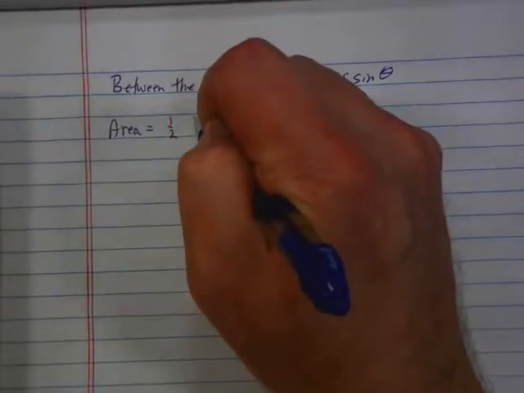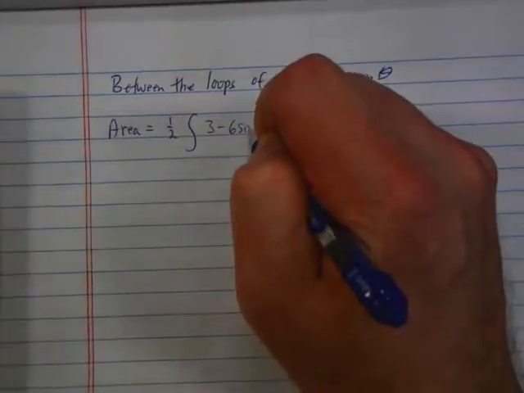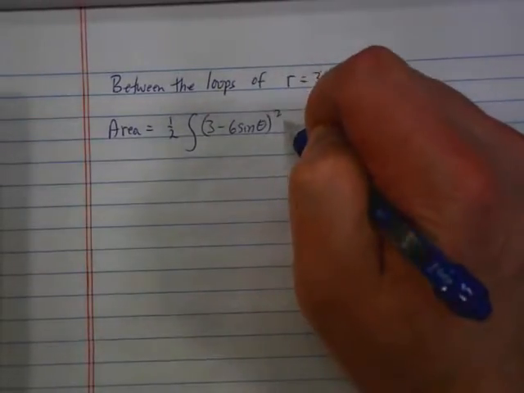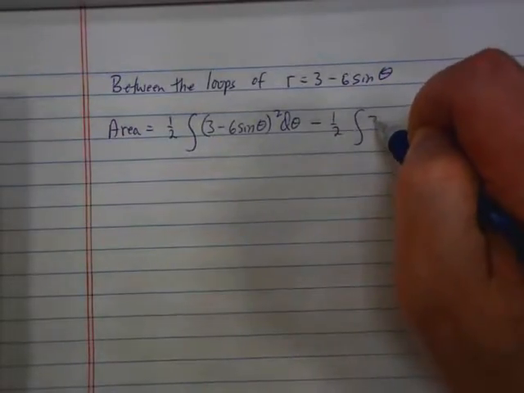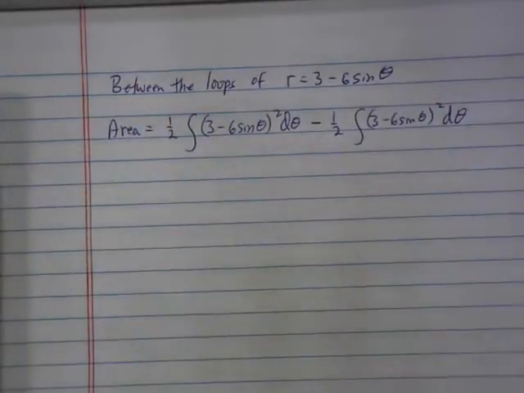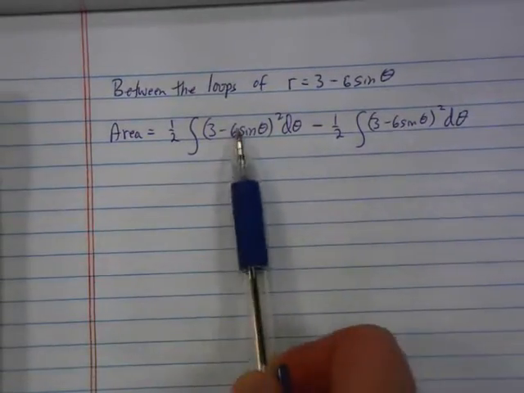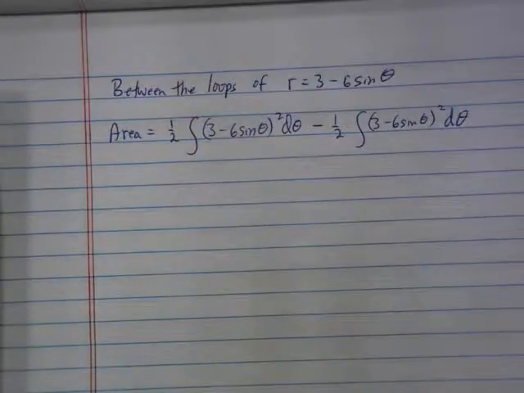All right, so my answer is going to be: area is 1/2 the integral of 3 minus 6 sine theta all squared d theta minus 1/2 the integral of 3 minus 6 sine theta squared d theta, which is kind of interesting because for the big loop and the small loop you use exactly the same functions. So what's going to make a difference? How are we going to get the big loop and the small loop? The bounds. Okay.